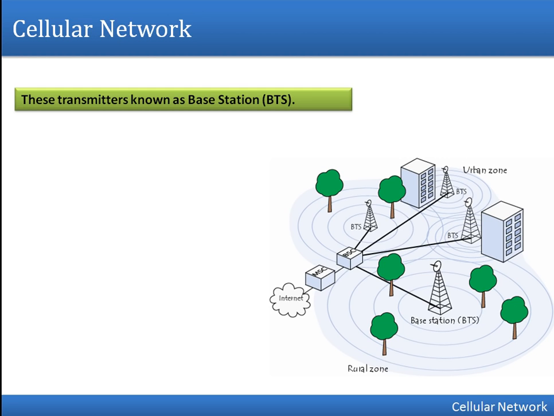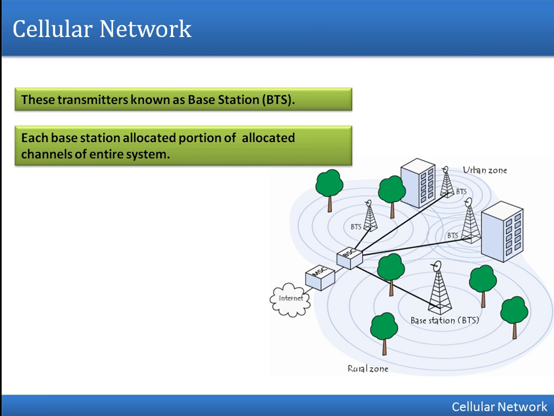Now every base station, if you look at the GSM network, so these BTS can cover only a particular area, and this circle is showing that range. That area is known as a cell. So this station is responsible for covering this area. So this is one cell, this is the second cell, third cell, fourth cell.